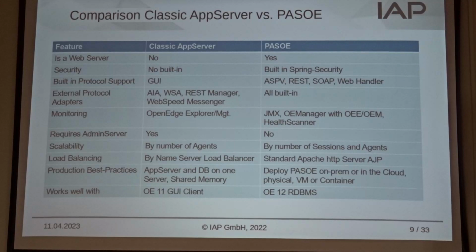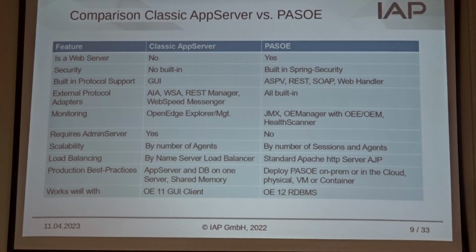Okay, that is the other table here. The nice thing is that PASOE is itself a web server, because Tomcat is not only an application server. You can use Tomcat also as a small web server. That is not possible with the classic app server.